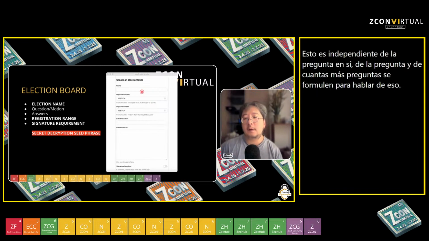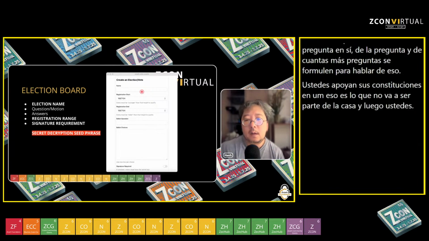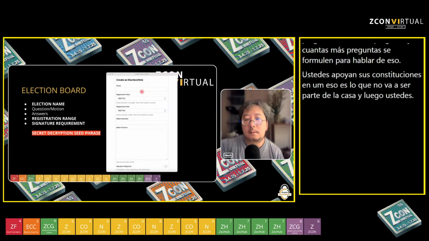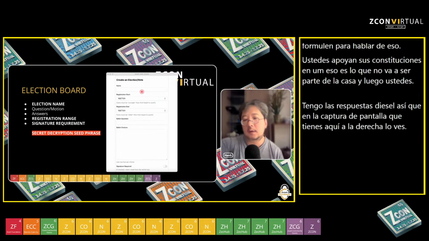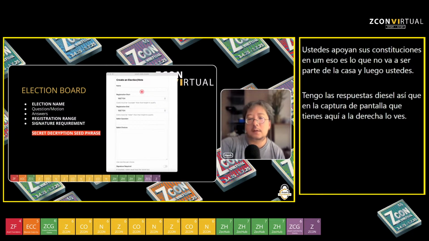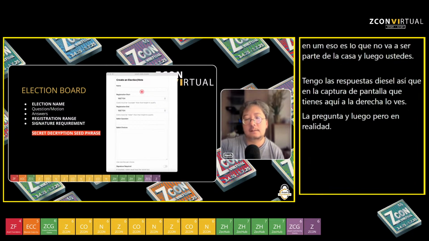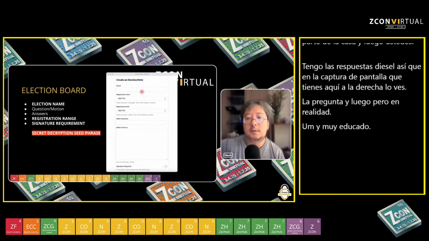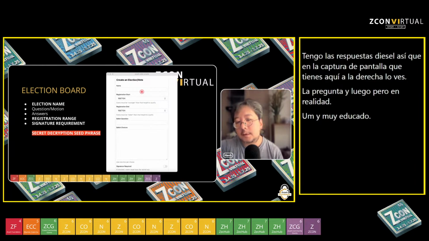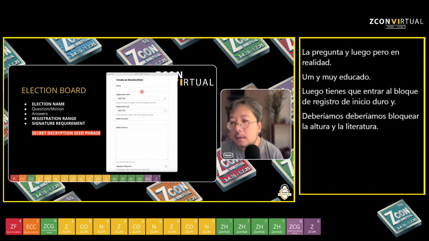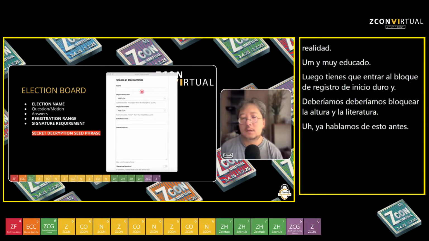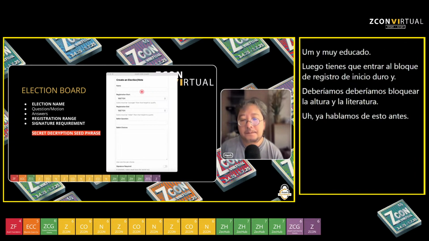In the screenshot on the right, you see the ballot question, which is the question and the motion, and then the ballot choices, which should be the answers. You just put one answer per line. Then you have to enter the registration block height start and registration block height end. We talked about this before; these are just the two heights that define the range.